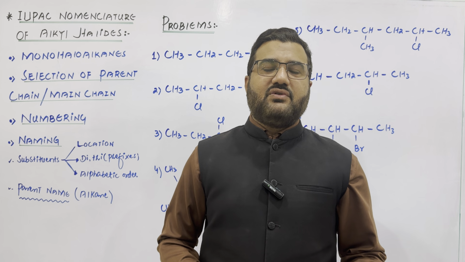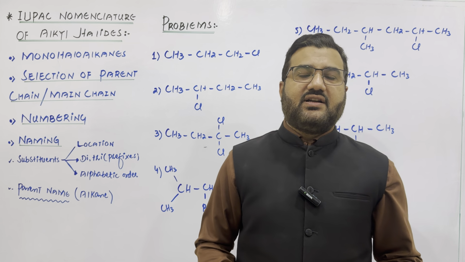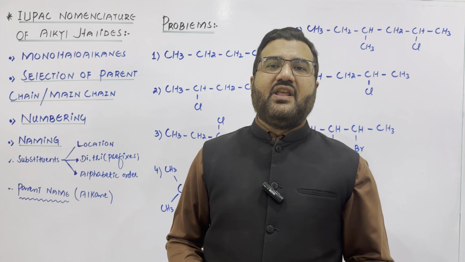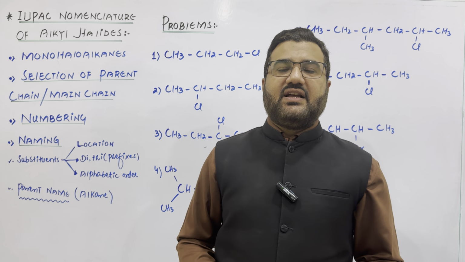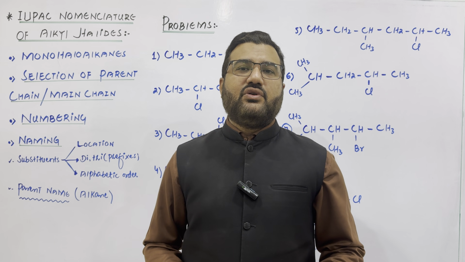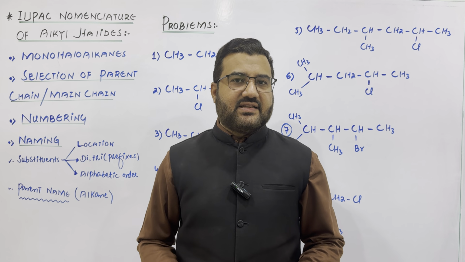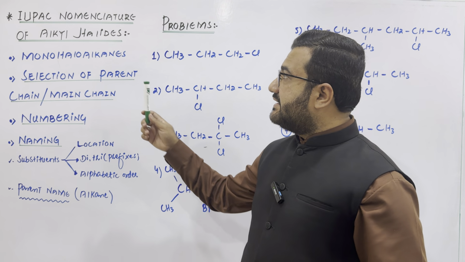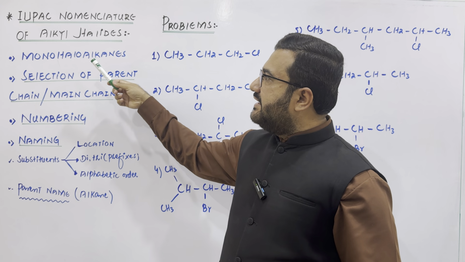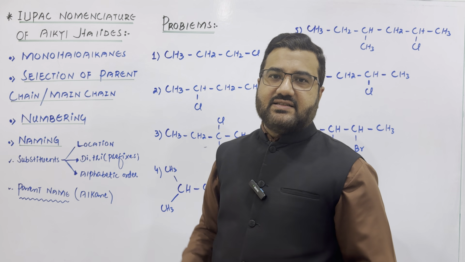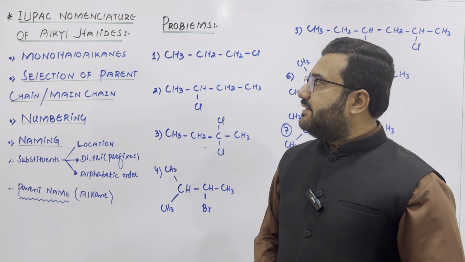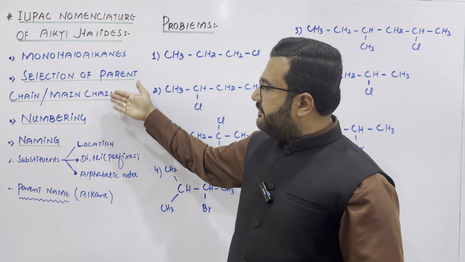Welcome dear students to IUPAC nomenclature of the alkyl halides, which are the halogen derivatives of the alkanes. When you replace one hydrogen of the alkane with a halo group or halogen atom, then you get the monohaloalkanes, which are also called the alkyl halides. So this class has a common name of alkyl halides, while in IUPAC language, alkyl halides are called monohaloalkanes. While giving IUPAC names to the alkyl halides, we will follow different steps.